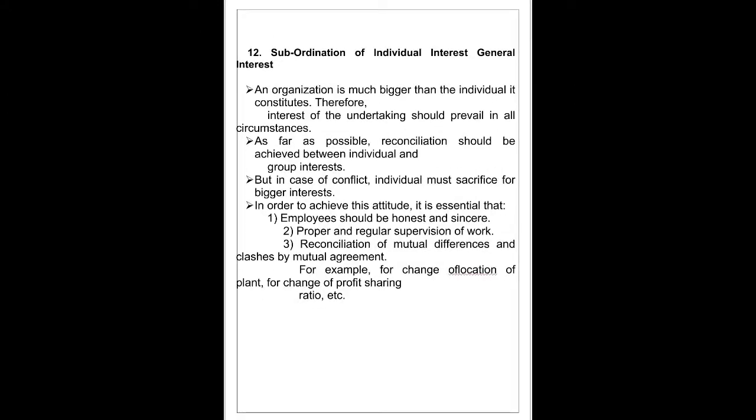The 12th one is subordination of individual interest to the general interest. An organization is much bigger than the individuals it constitutes. Therefore, the interest of the undertaking should prevail in all circumstances. As far as possible, reconciliation should be achieved between individual and group interests. But in case of conflict, the individual must sacrifice for the bigger interest.